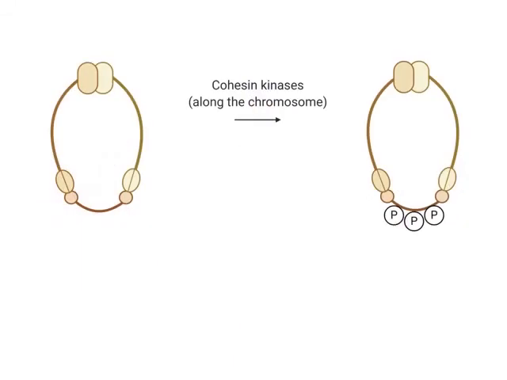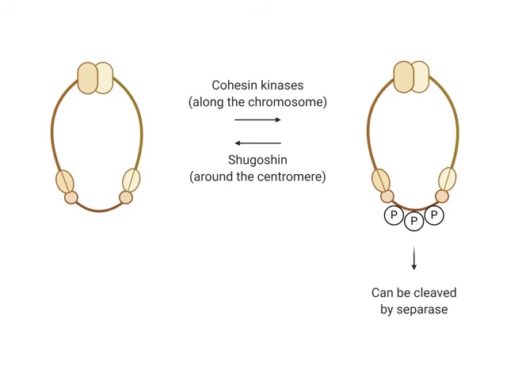Along the length of the chromosome, cohesin is modified with phosphate groups by cohesin kinases, and this promotes cohesin cleavage by separase, as these phosphate groups make cohesin a better target for separase. To protect cohesin around the centromere, a protein called shugoshin ensures the removal of phosphate groups from cohesin in this area of the chromosome. It is this removal of these phosphate groups that prevents separase from recognizing and cleaving cohesin at the centromeres.